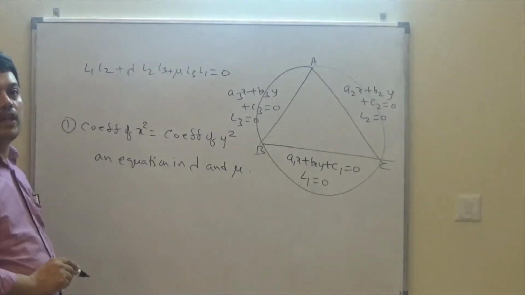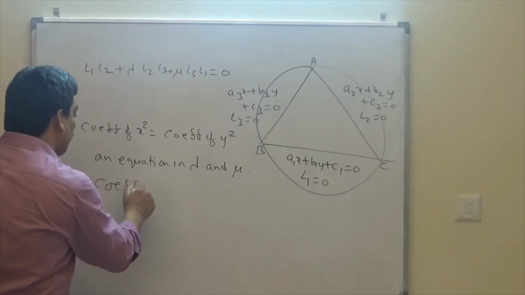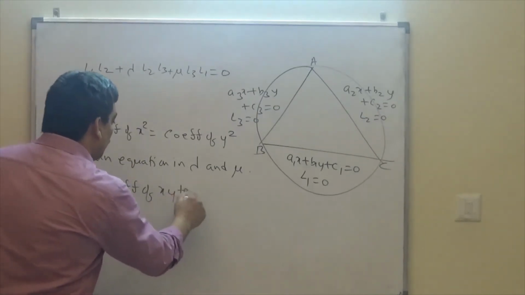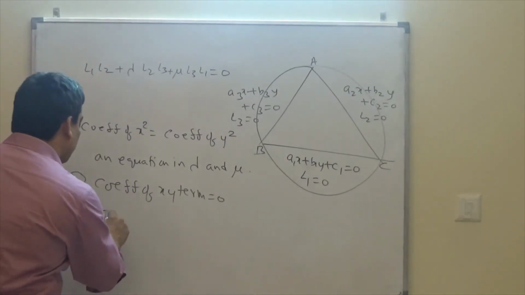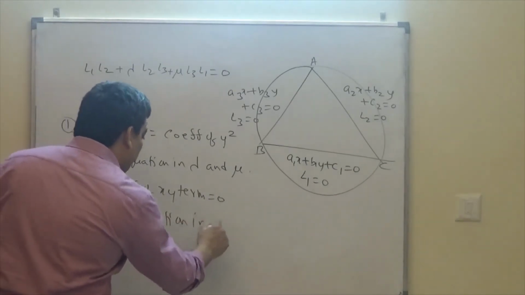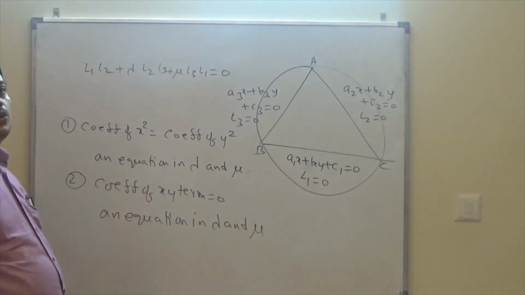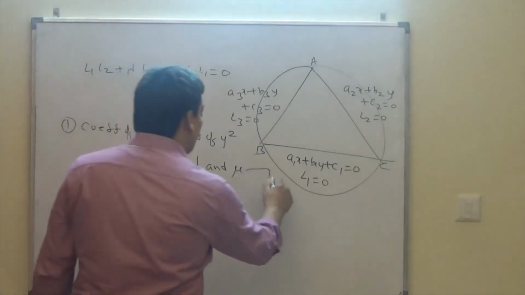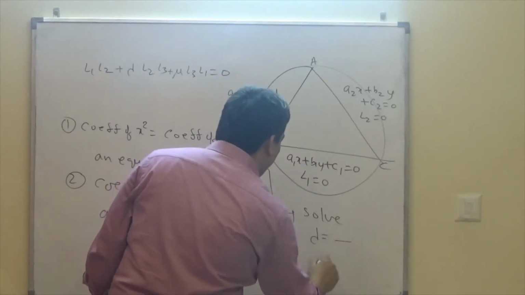Similarly, if you apply one more condition for a circle, that is coefficient of xy term equal to 0, we are going to get one more equation in lambda and mu. So you can see that there are two equations which are getting here and there are two unknowns. So solving these two equations, we are actually going to get lambda value and the value of mu.